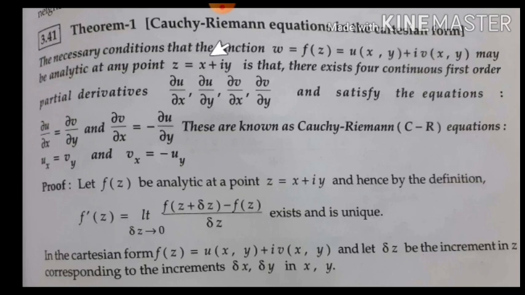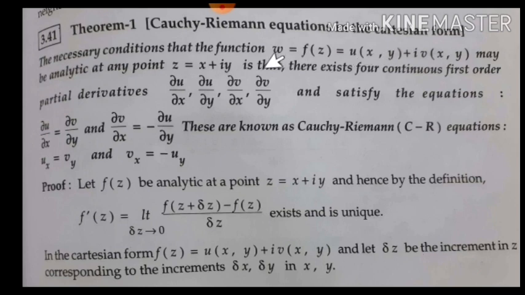Cauchy-Riemann theorem is nothing but: if W is a complex function denoted as f of z, z is a complex number, W is a complex function, we denote it as u plus iv, where u and v are functions of x and y, and z is a complex number in the form of x plus iy. W is a complex function in the form of u plus iv.